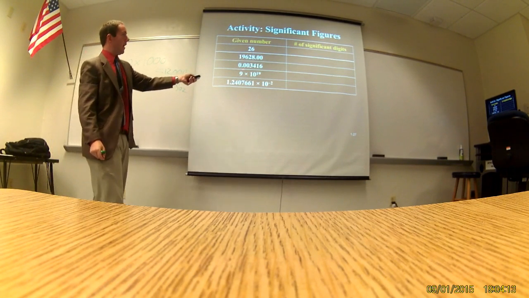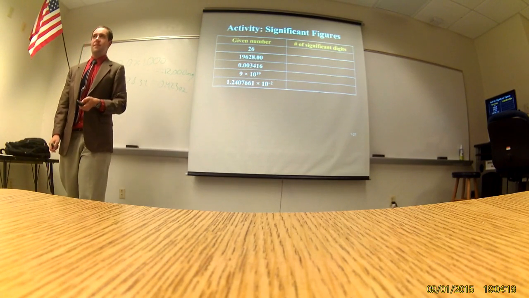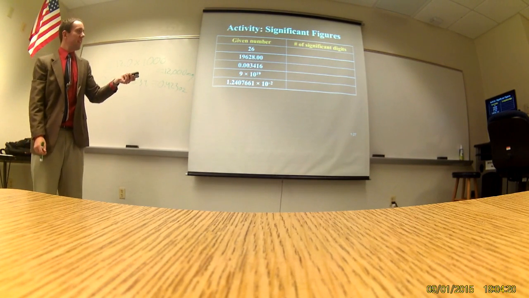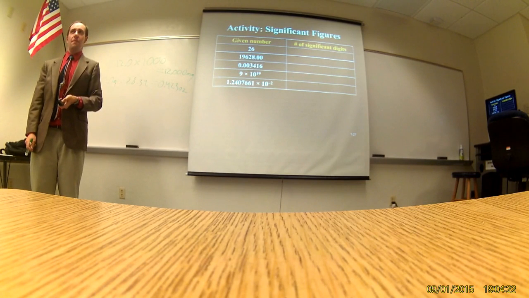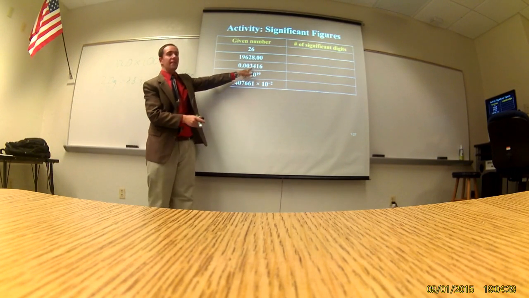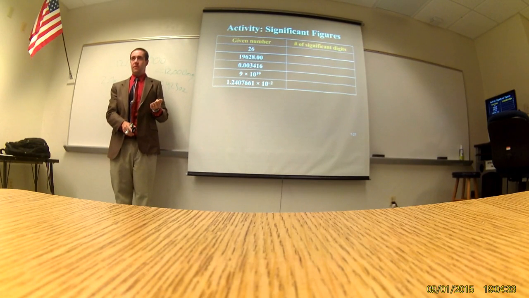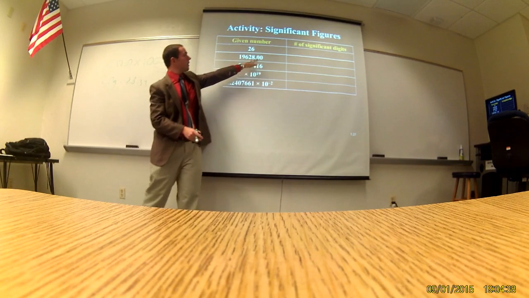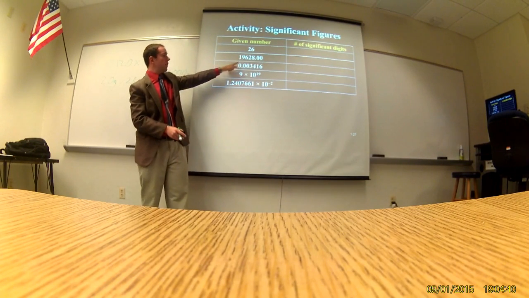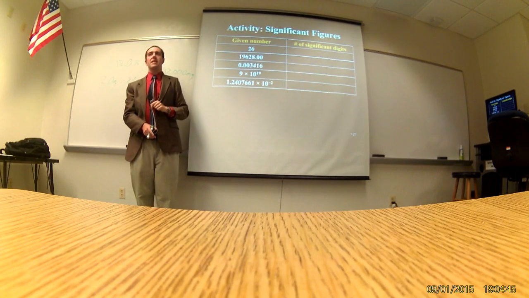What about this one? How many sig figs are in that number? 4. But these zeros are to the right of the decimal point. But they're to the left of the first significant digit. This 3 is the first non-zero. They're to the left of that first non-zero, so they are not significant. Here, they were to the right of non-zeros. Here, they're to the left of non-zeros. So they are not significant.